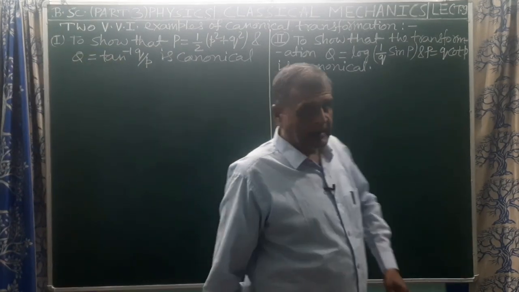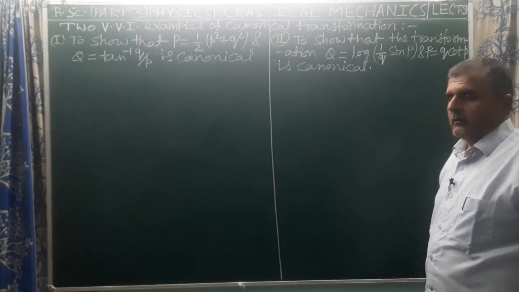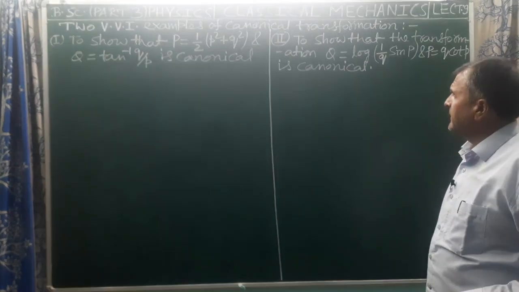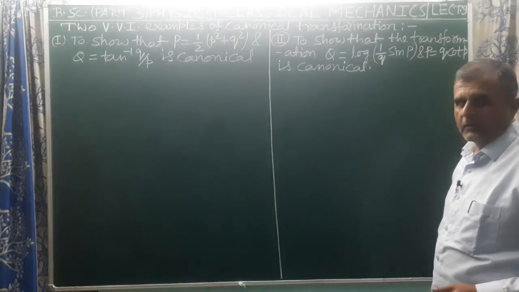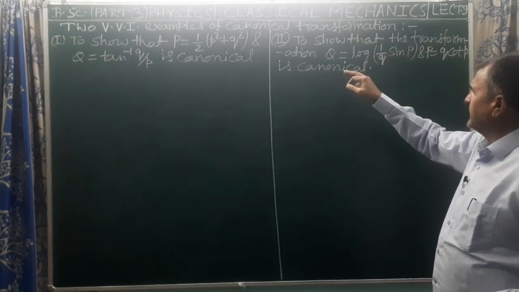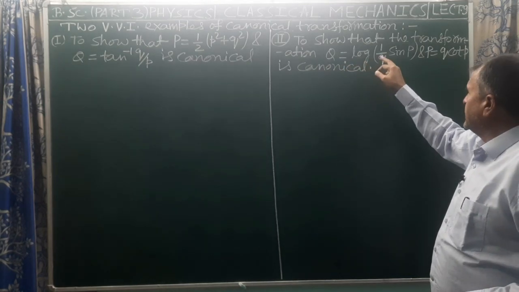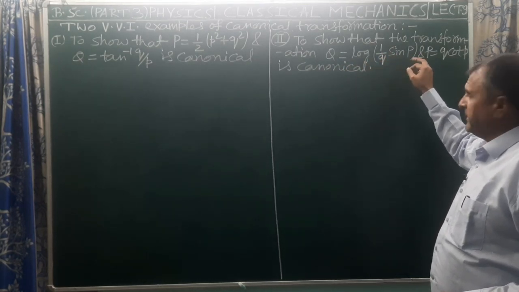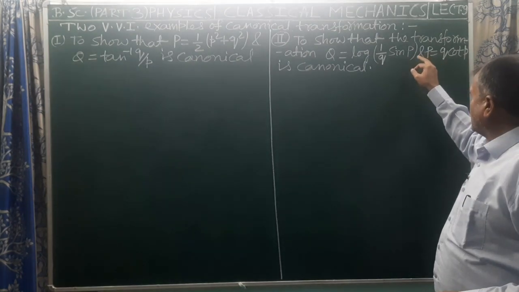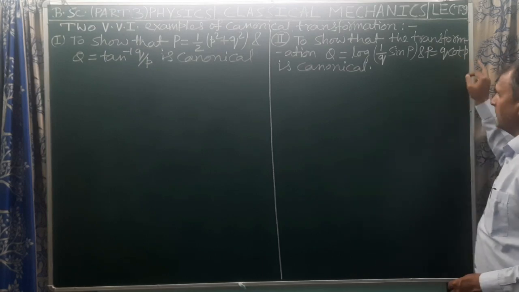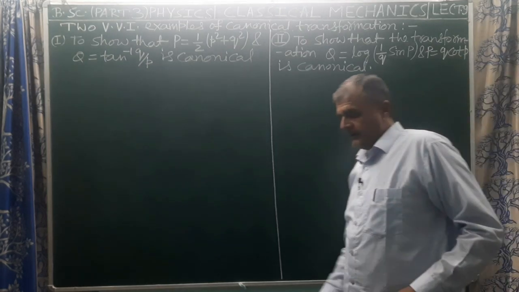And the second example or problem based on canonical transformation is to show that the transformation capital Q equals log (1 by q into sine capital P) and capital P is equal to q cot p is canonical.